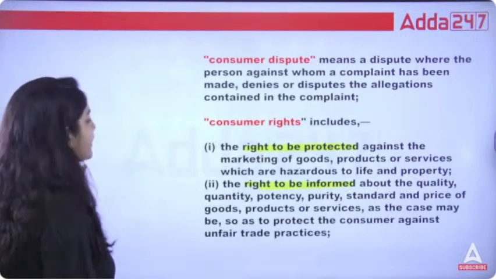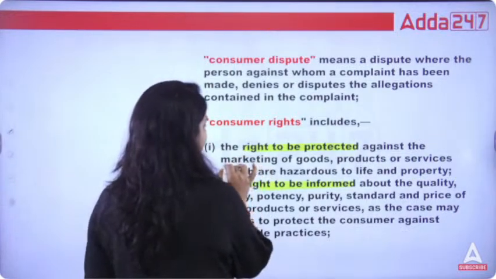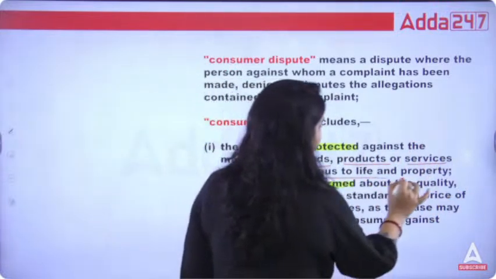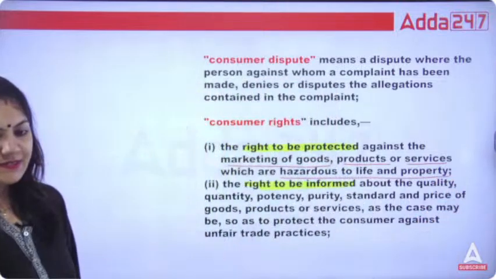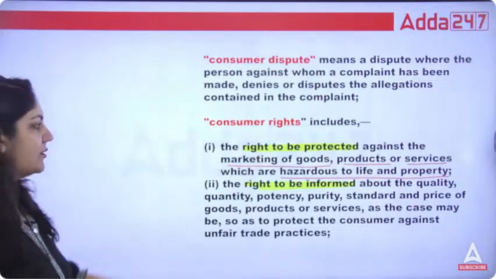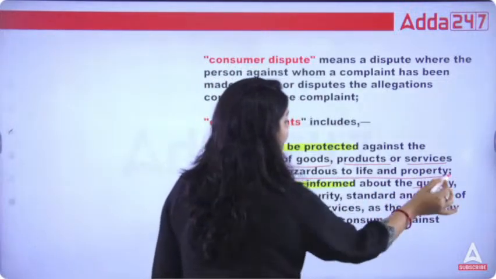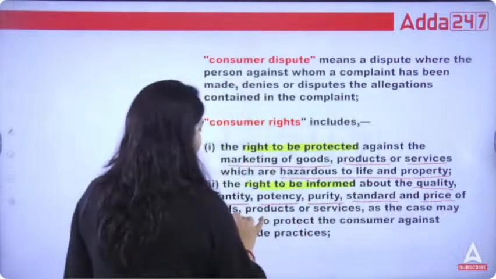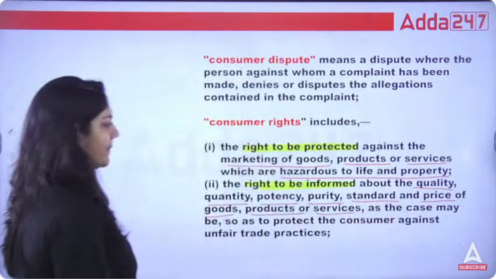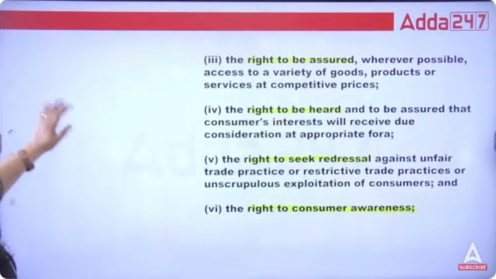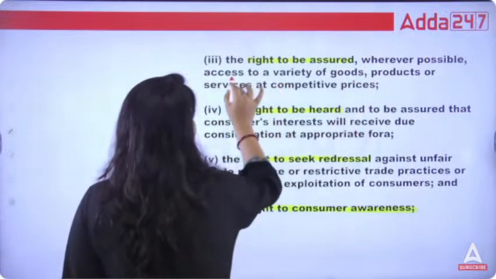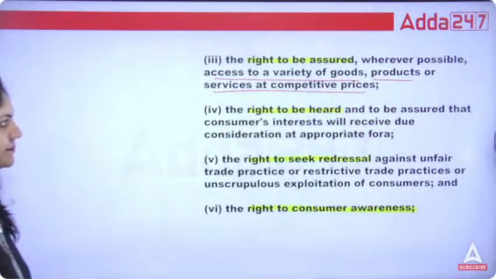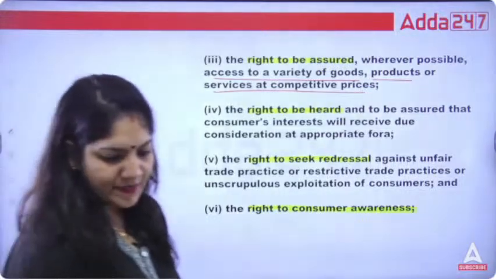So now what is written here? Right to be protected against the marketing of goods, product and services which is hazardous to life and property. That is right to be protected. Right to be informed. We have a right to be informed about the quality, quantity, potency, purity, standard, and the price of goods, product, services, etc. Right to be informed. Next, right to be assured wherever possible access to the variety of goods, product, and services at competitive price. That is important.